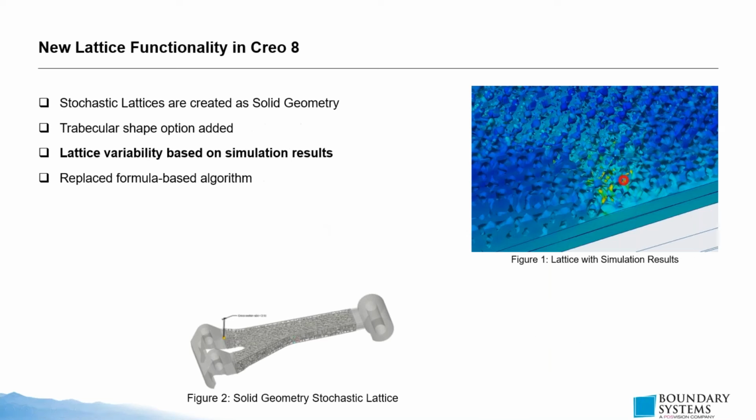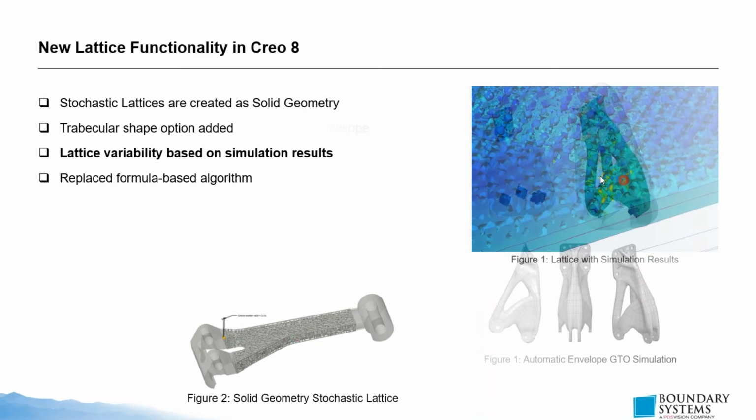In terms of lattice functionality enhanced in Creo 8, there were some changes to stochastic lattices where they're now solid geometries and also have a trabecular shape option. But the big change that we are going to talk about is that lattice variability is now capable of being based on simulation results. So we could change our lattice density based on an exported numerical result. We can kind of see it here in figure 1 also. It'll be a little bit more clear in the demonstration, but we could see the density of the elements change throughout this little image here. We can also see stress results on these lattices because they are solid geometry.